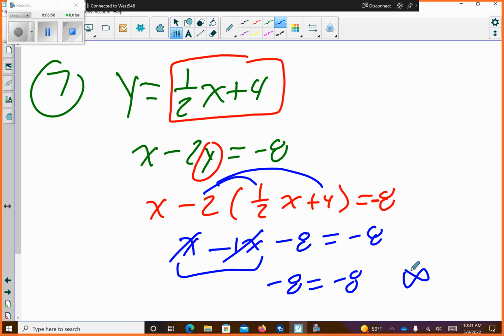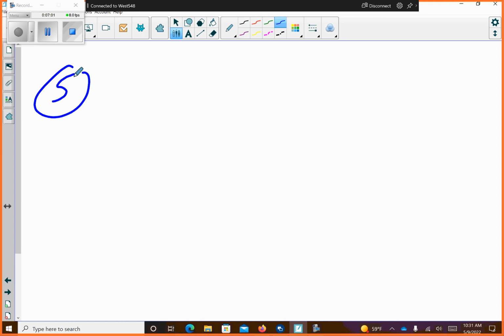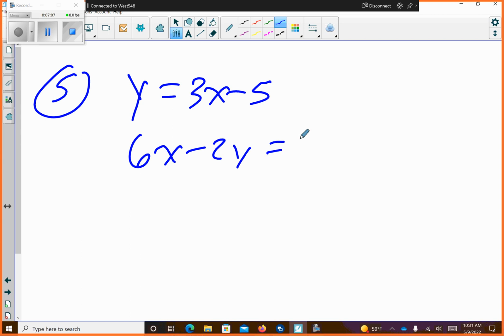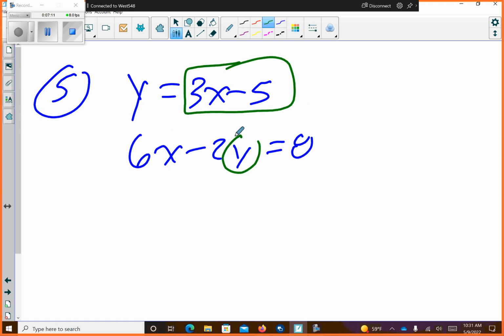5? You got it. Number 5, 3x minus 5, 6x minus 2y equals 8. All right, so y is equal to this. I'm going to replace it with this. So we're going to get 6x minus 2 times 3x minus 5 equals 8.